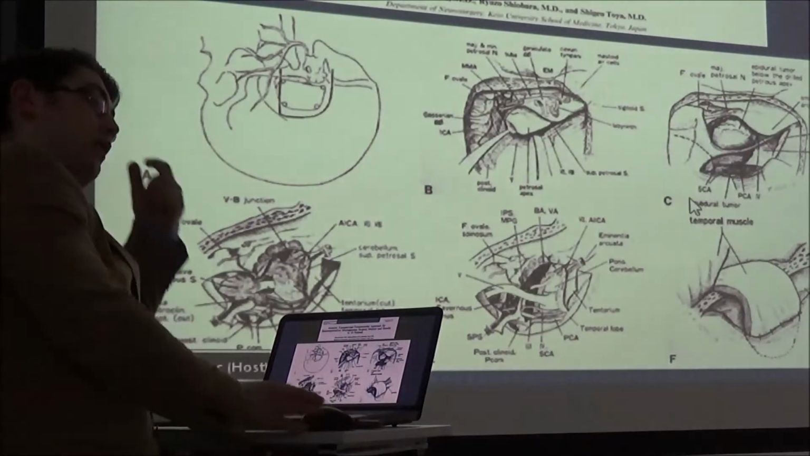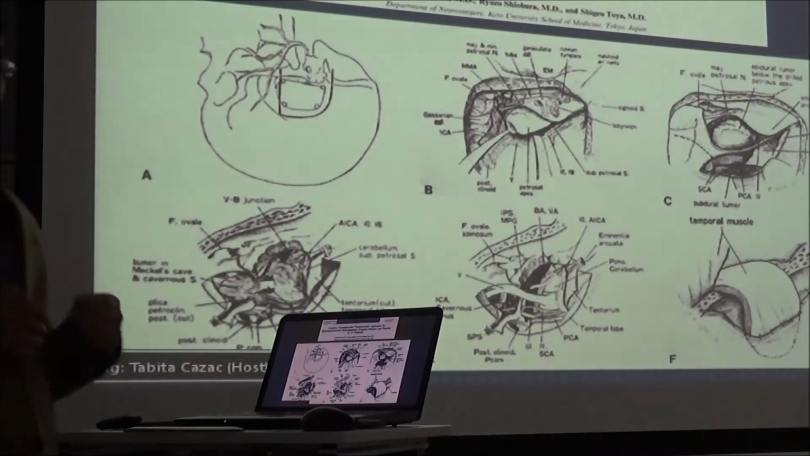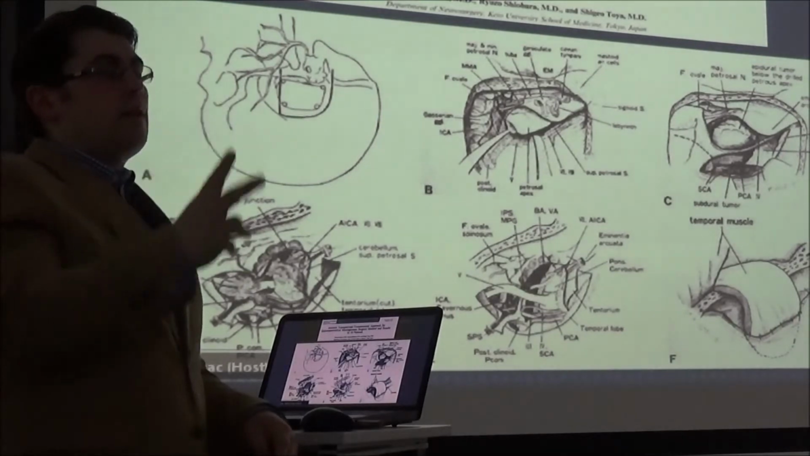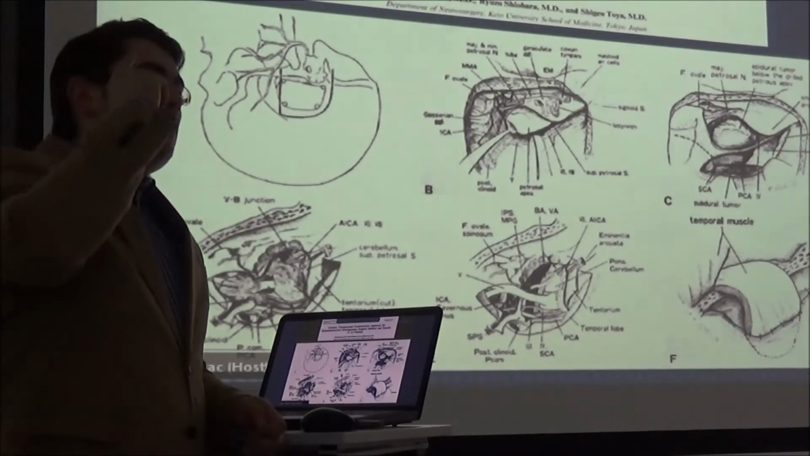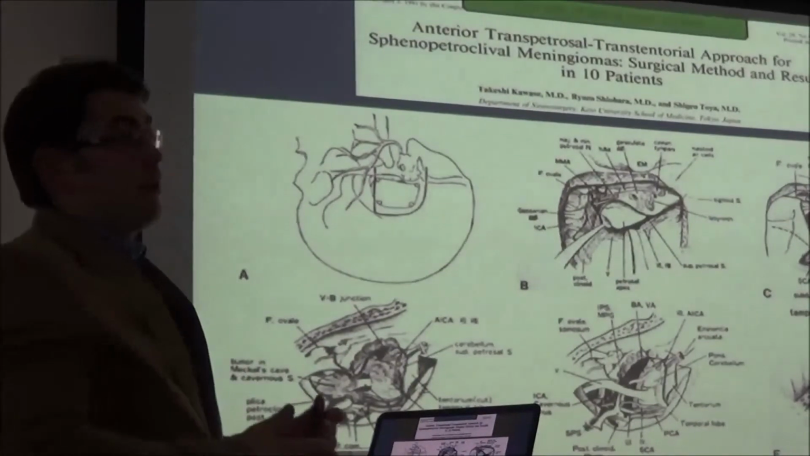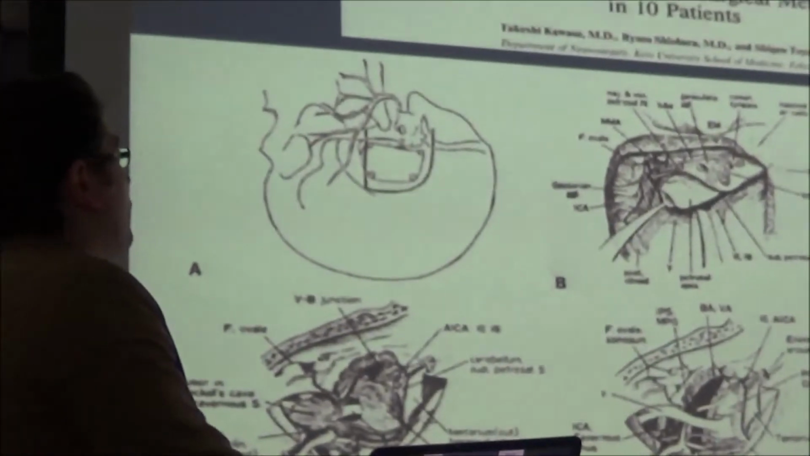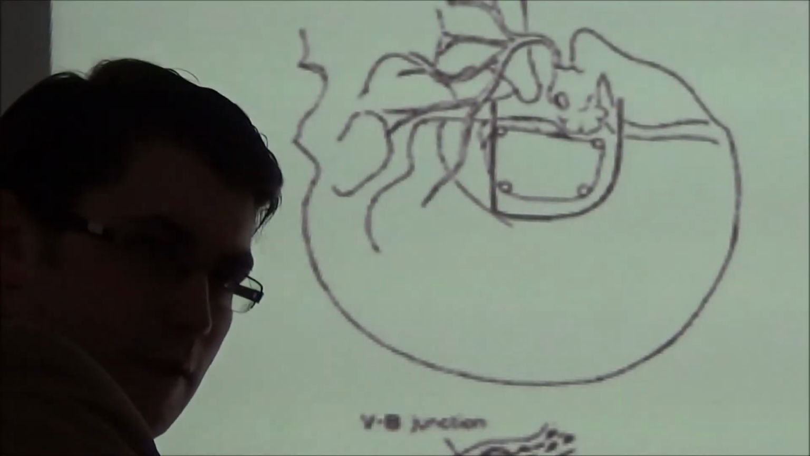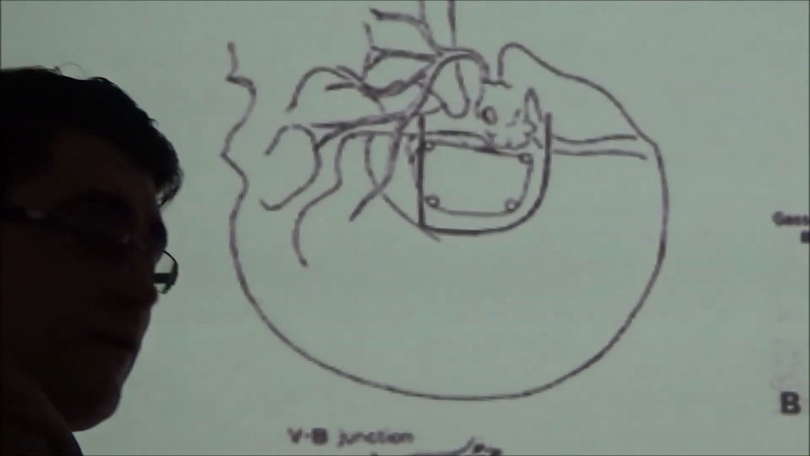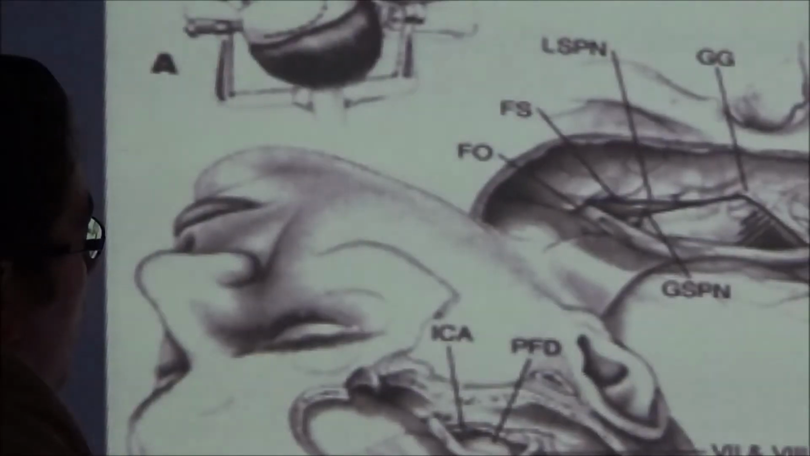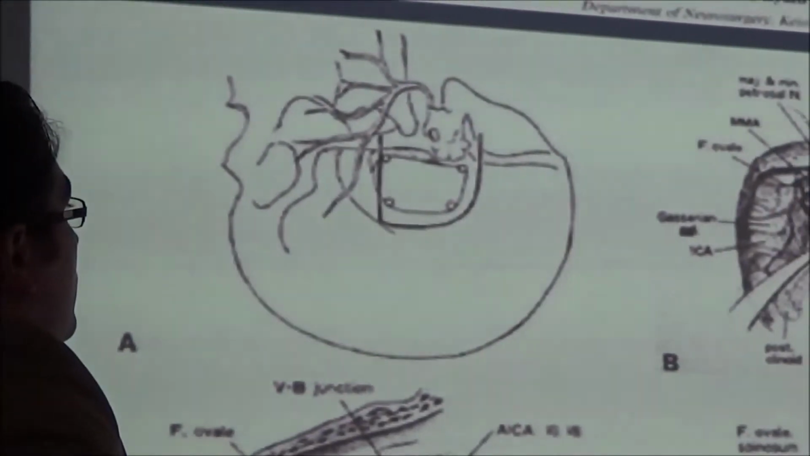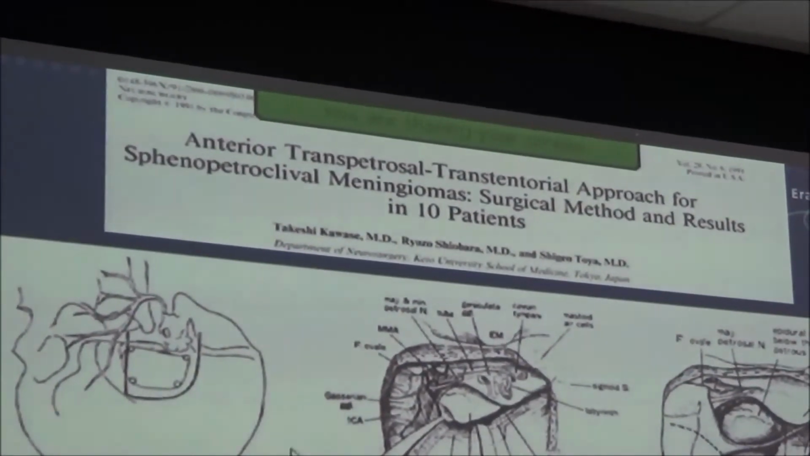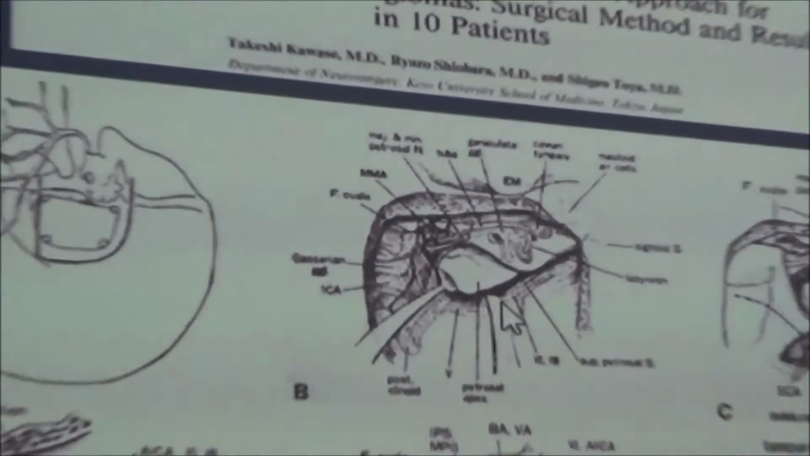Then he thought, okay, how can we take this technique and use it for more complicated cases or other indications? So he thought, okay, petroclival meningiomas, because you have the petrous bone and the clivus inside. Why won't we use it for that? So this article came out in '91. Same approach as you see. You have the labyrinth here, the petrous apex.